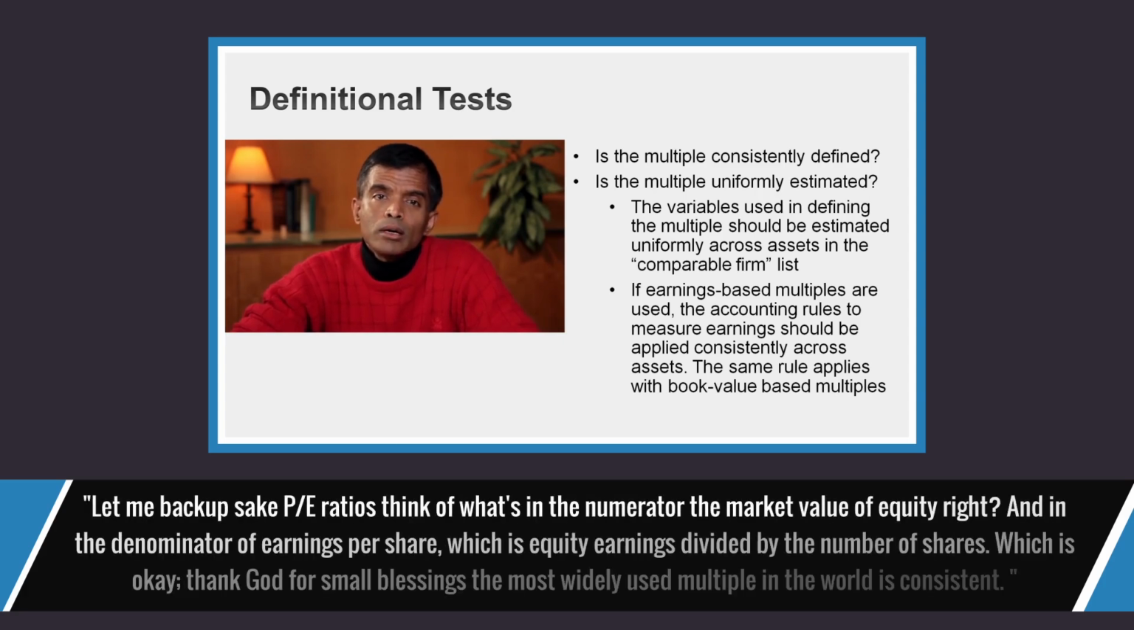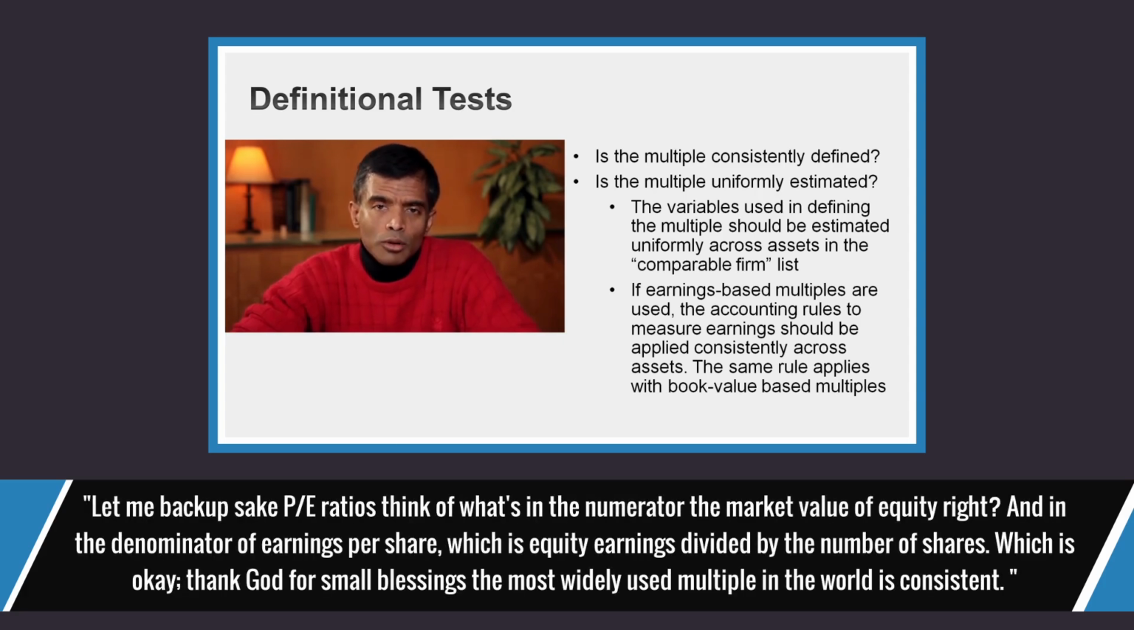Let me back up. Let's take P/E ratios. Think of what's in the numerator. It's the market value of equity, right? And in the denominator, you have earnings per share, which is equity earnings divided by the number of shares, which is okay. Thank God for small blessings. The most widely used multiple in the world is consistent.